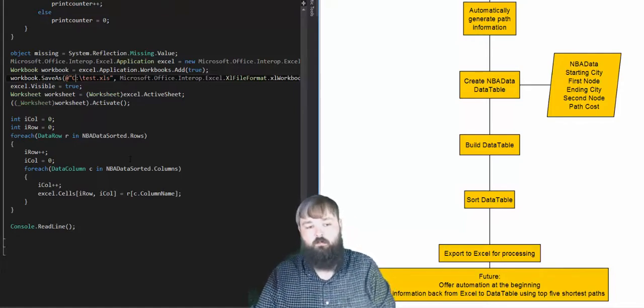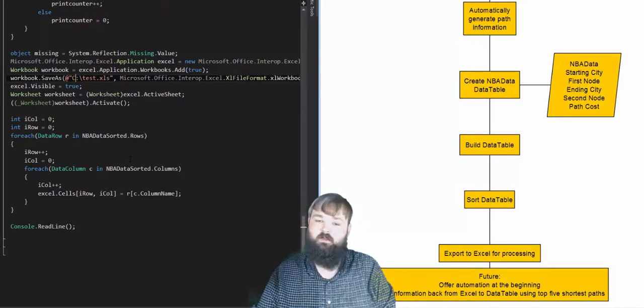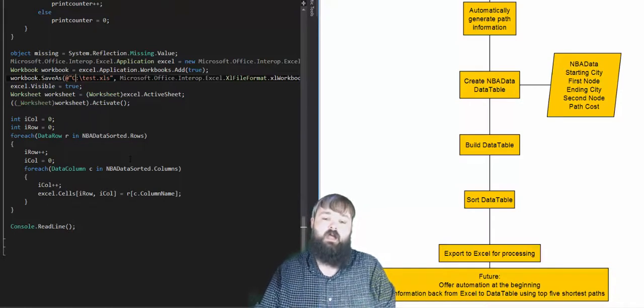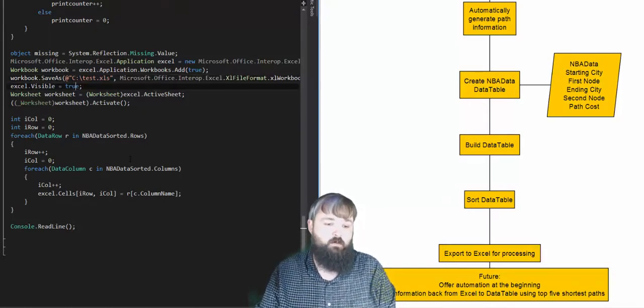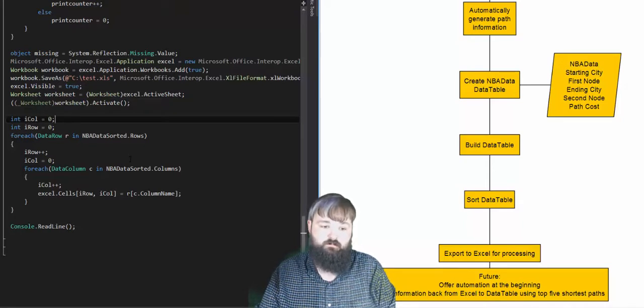But if you want something more complex, I will do everything I can to help you out, help you figure out what to do there. Then we'll make our Excel spreadsheet visible. We'll create a new worksheet and we'll activate it. And then all it is from there is transferring the data, which is pretty simple.